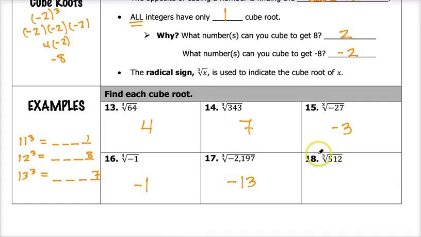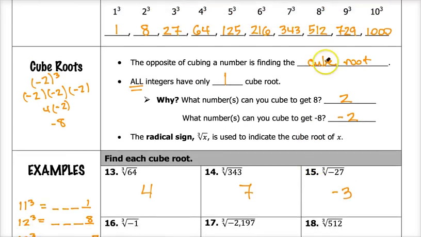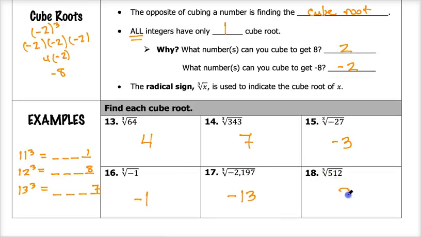Finally, number 18, we have the cube root of 512. 512 is on our list here. We know that's 8 cubed, so this is going to give us 8 for our answer.